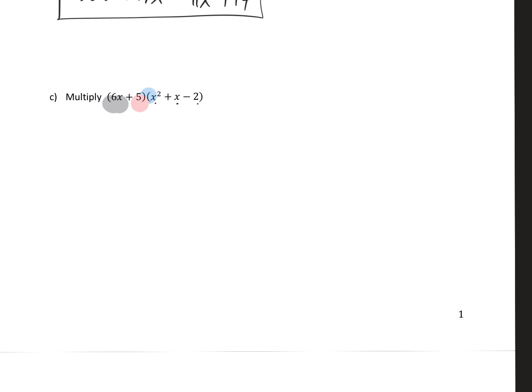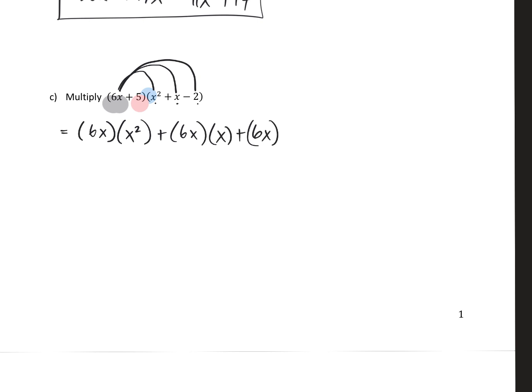terms. So the 6 times this, the 6 times the second term, and the 6 times the third term. Sorry, 6x. So what will we get? I'm going to write this out with more detail than you would need to, but just so you guys see what's going on. Plus the 6x times the x, and then plus the 6x times the -2. So that was the first round. Now we have to multiply out the 5. So 5 times the x squared, then 5 times the x, and then 5 times the -2.